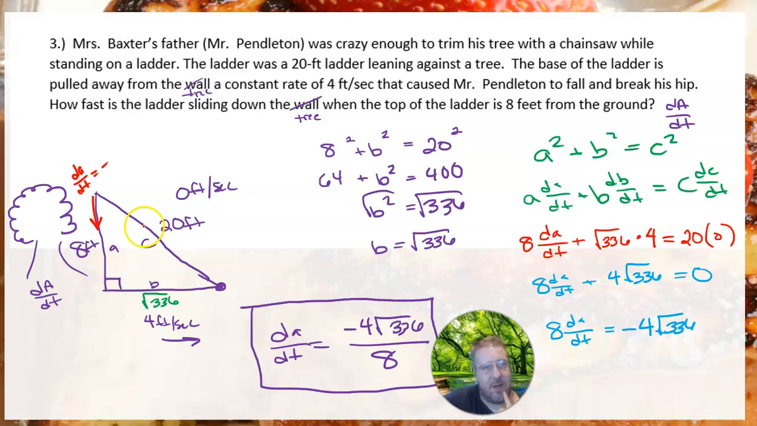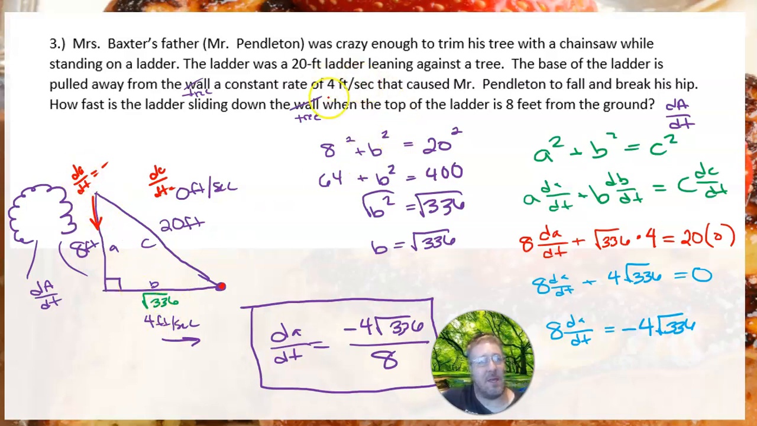They told us it's a 20-foot ladder. Now, dC/dt is going to be 0 because the ladder's not changing size. It never said anywhere in the question the ladder changed sizes. So as you pull the base of the ladder away, the size of the ladder does not change. So there's no change there. dC/dt's got to be 0. dA/dt is what we're trying to find.